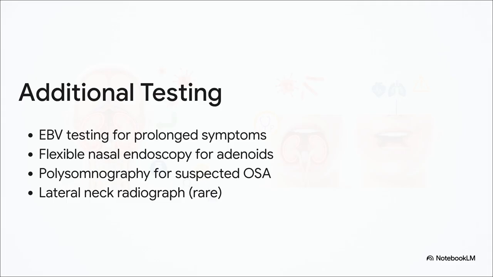For instance, if they have prolonged symptoms, posterior cervical lymphadenopathy, or maybe an enlarged spleen, you should definitely consider Epstein-Barr virus testing. If you need to actually see the exact degree of adenoid hypertrophy, a flexible nasal endoscopy is an awesome tool. And if you suspect the patient is suffering from obstructive sleep apnea because of all that enlarged tissue, polysomnography, a sleep study, is 100% indicated. Just a quick note, a lateral neck radiograph is really rarely required these days, so don't jump to that first.